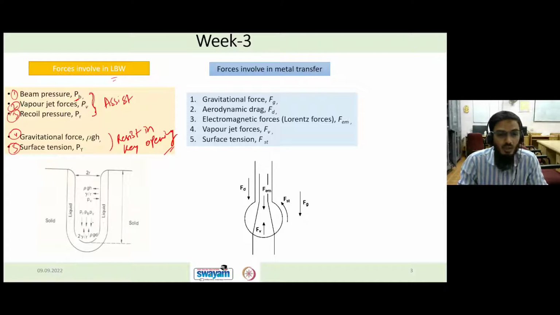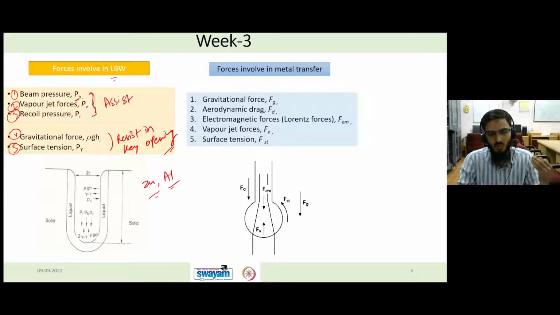Yeah, thank you. If your material is volatile, then vapors will also form. If the material consists of low vaporization point elements like zinc or in some cases aluminum, the difference between melting point and vaporization point is very small. So just after melting, if you give more and more energy, they will start vaporizing, and that vapor will create the vapor jet force. We call it PV.